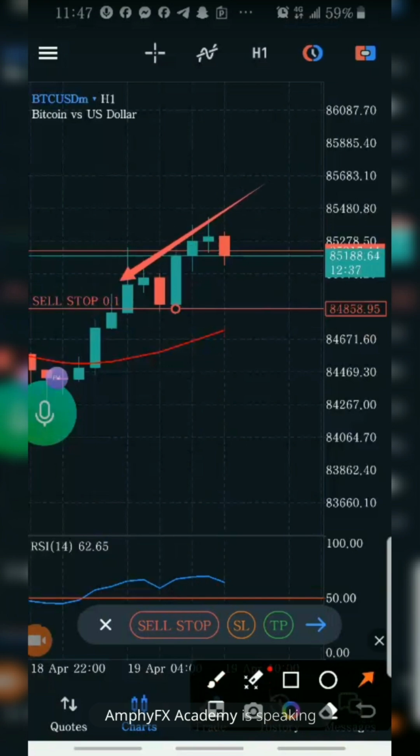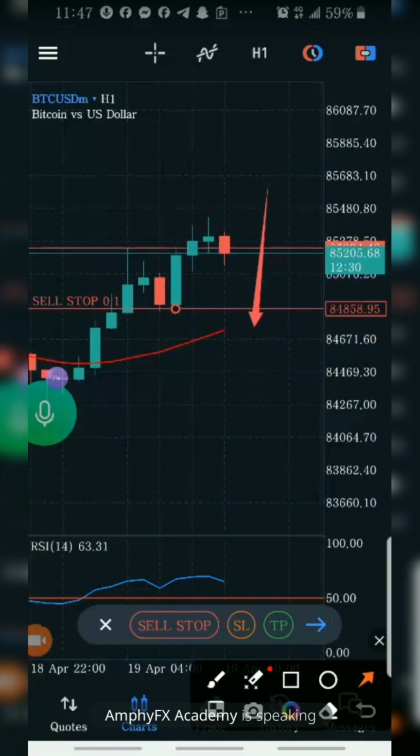Meaning, I'm expecting the market to move from this level and begin to sell. And when it reaches here, it should pick me up. It should stop and sell. It should stop and pick my order and begin to sell. Now, let me place it. Sell stop.